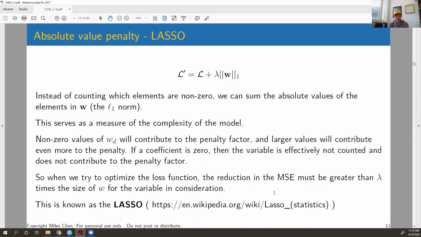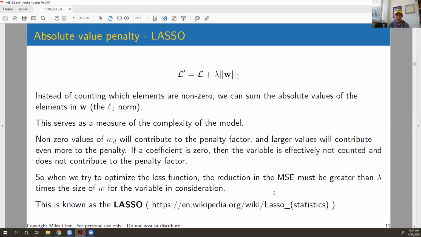One way is we can say, instead of counting how many elements are non-zero, we can sum the absolute values of the elements in W. So we'll take the L1 norm of W. We take the absolute values of each element in W and add those up. We're going to say this is the measure of complexity. If W is not zero, it's going to contribute to the penalty factor. Larger values will contribute more. And if W is zero, then that variable's not counted and does not contribute to the penalty factor.